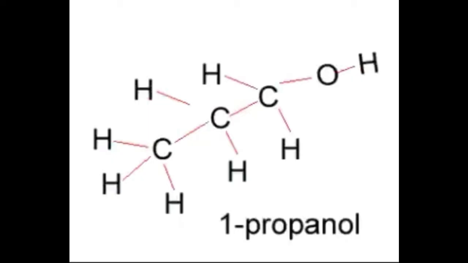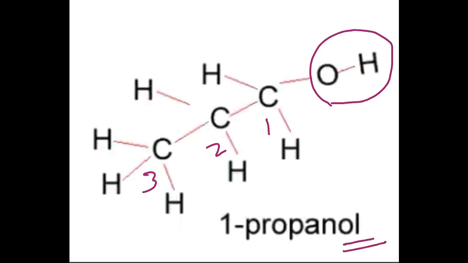IUPAC nomenclature of other classes, solved examples. The first example that we are going to see is propan-1-ol. Step 1. The parent chain consists of 3 carbon atoms. The root word is prop. Step 2. There are single bonds between the carbon atoms of the chain. So the primary suffix is ane.